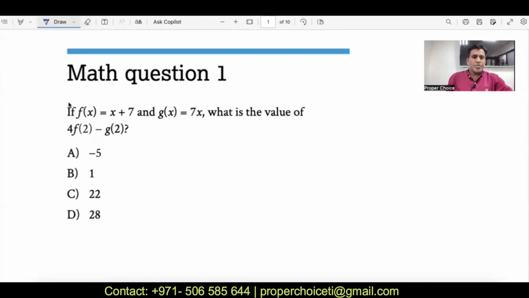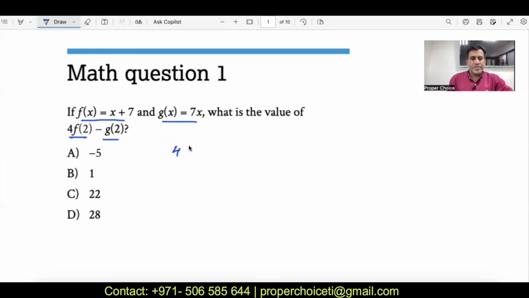Let's start with the first question here. If f of x is equal to x plus 7 and g of x is equal to 7x, what is the value of 4 times f of 2 minus g of 2? Here, you just need to substitute x as 2 and simplify it.